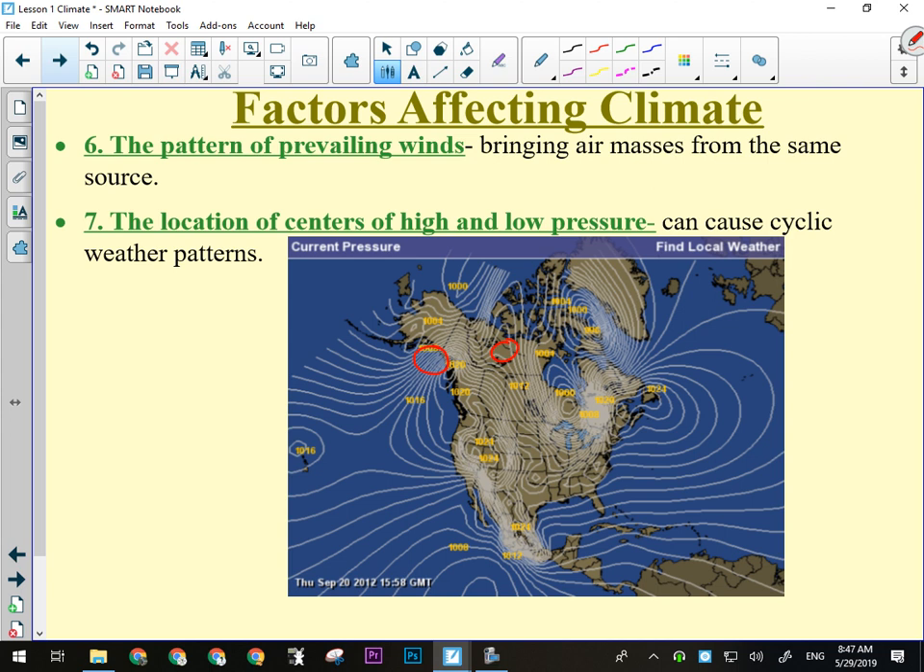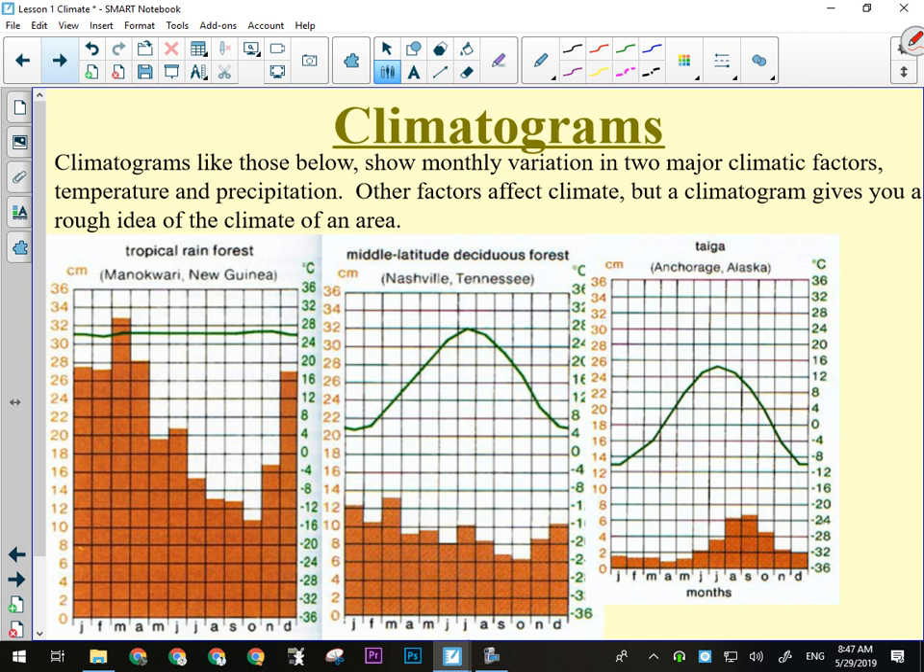Okay. And then we're going to do the climatogram activity. We're going to start that on Friday and finish it on Tuesday. But yeah, we'll have those 2 days to work on the climatogram activity.